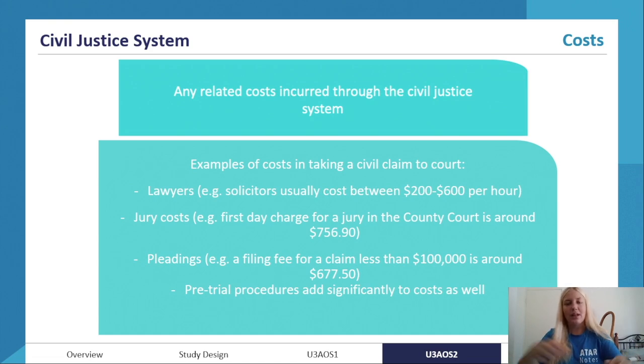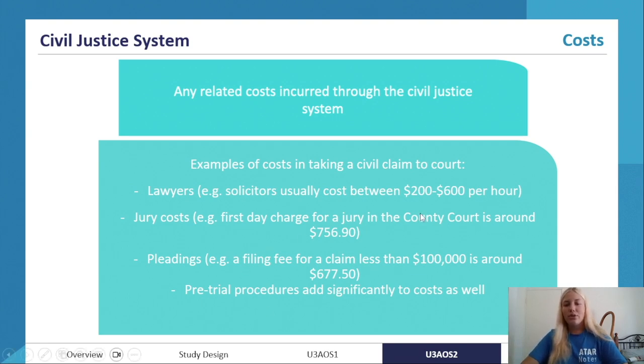It's the easiest and the most self-explanatory. Costs are any related costs that the plaintiff is basically going to have to pay if they want to go to court, initiate a claim. They need to decide whether essentially it's worth it to spend all this money to initiate a claim against the defendant. So costs can be really, really high. And the higher the court jurisdiction that the claim has to go to, the higher the level in the court, the higher the cost will be as well.